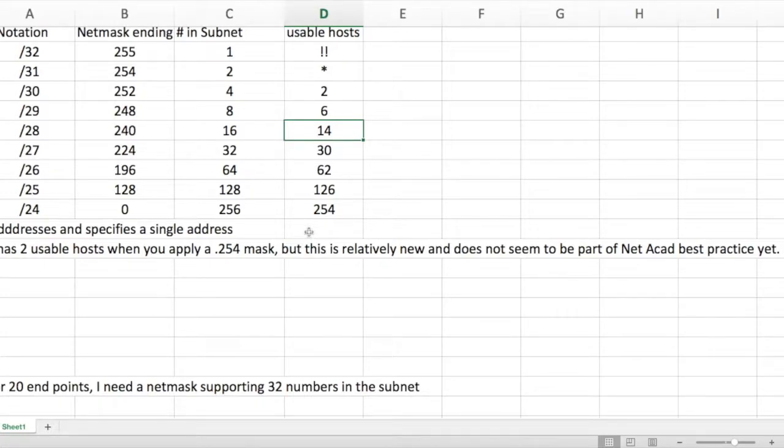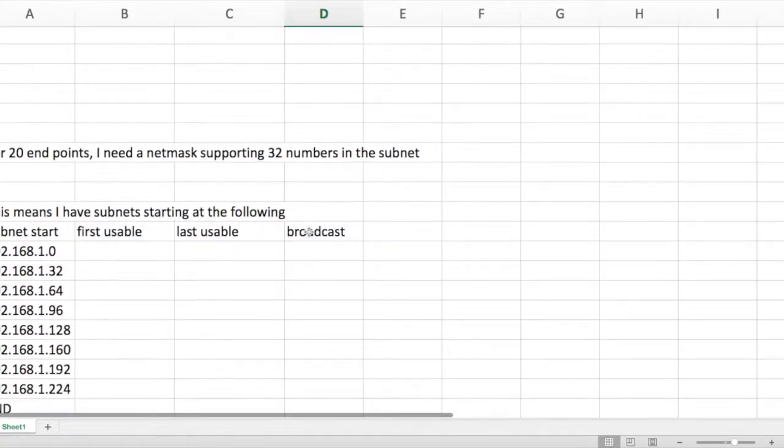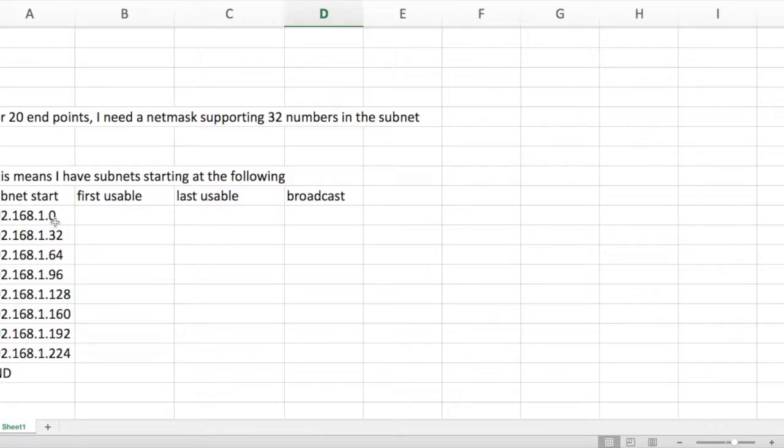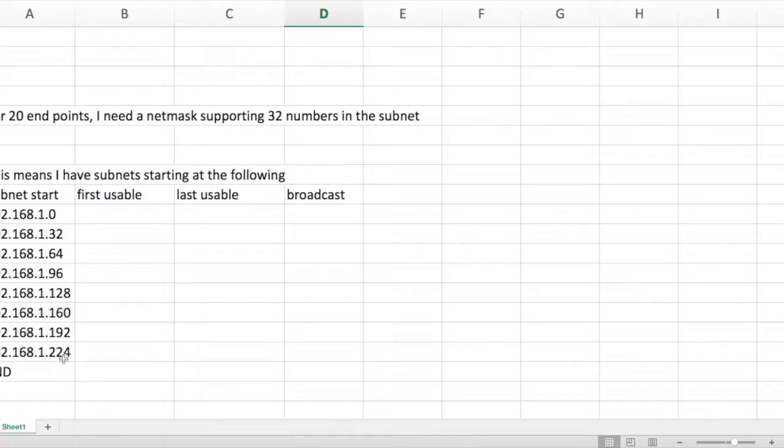With 32 numbers in the subnet, that tells me that I logically get a new subnetwork number after every 32 hosts. So my first subnet will be .0, my next subnet number will start at .32, my next subnet number will start at 64, and so on, all the way to .224. There are no more after .224 because by the time we've exhausted the 32 hosts, adding at subnetwork number .224, we're all the way up to 256.